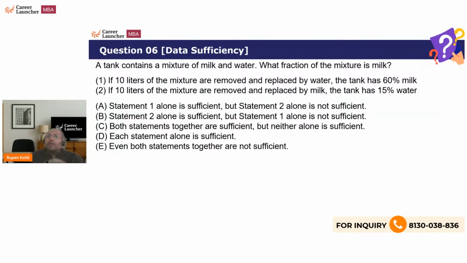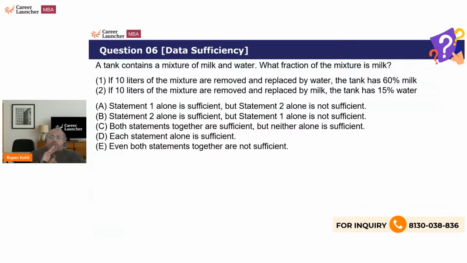The first thing that comes to my mind is I know 10 liters is being removed, but I don't know the total volume of the mixture. I don't think this is sufficient, because I know what volume is removed, but I don't know what percentage of the solution is removed. So now two variables are created. First, I do not know the ratio of milk to water. Secondly, I don't know the total volume of the mixture. So with this statement, we can't solve.